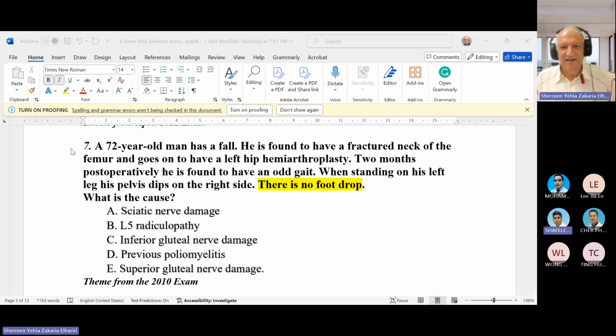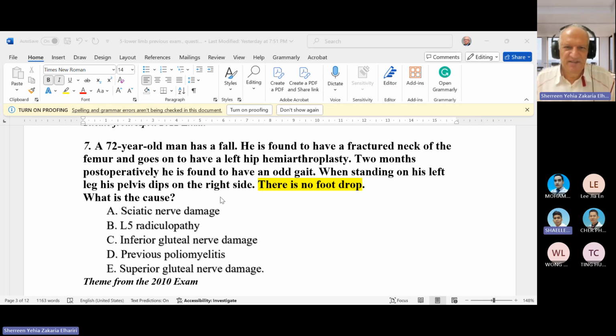All right, bro. Okay. A 72-year-old man has a fall. He's found to have a fractured neck of the femur and goes on to have a left hip hemiarthroplasty. 2 months post-operatively, he's found to have an odd gait. When standing on his left leg, his pelvis dips on the right side, and there is no foot drop. What is the cause? So we mention here no foot drop to exclude what? You can exclude a common peroneal nerve injury, which is a branch from the sciatic nerve. So what does this patient have?